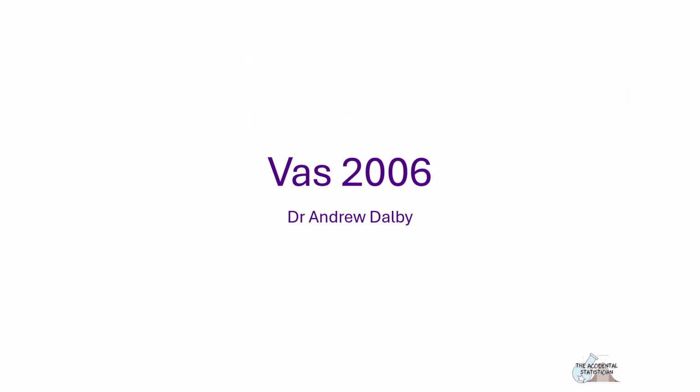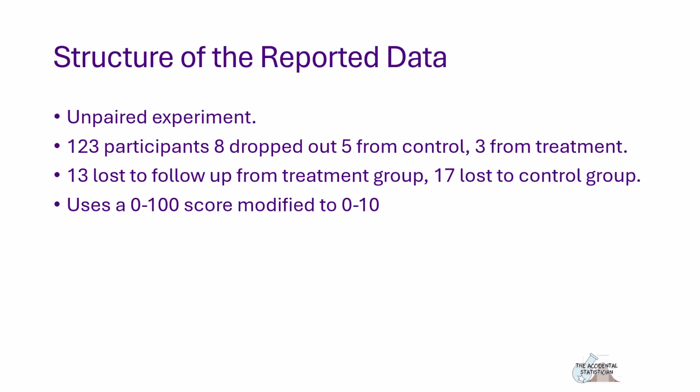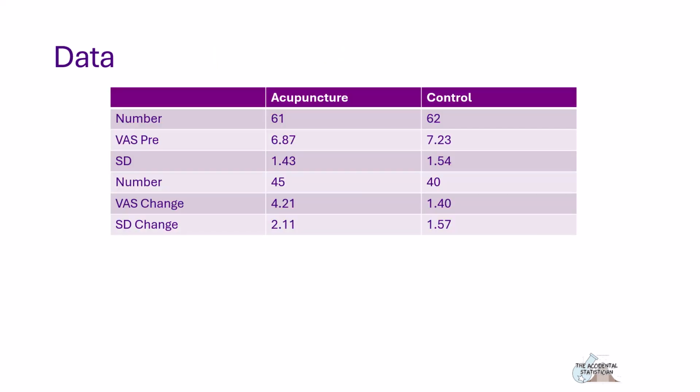The VAS paper from 2006 is fairly straightforward to extract the data. Unpaired experiment, 123 participants, 8 dropped out, 5 from control, 3 from treatment. That's not too different between the 2 groups. 13 lost to follow-up because they had quite a long gap between the actual final treatment and recording the follow-up measurements from the treatment group, and 17 from the control. A slightly larger difference than I'd like there between the 2 groups. Modified to 0 to 10, scale from 0 to 100.